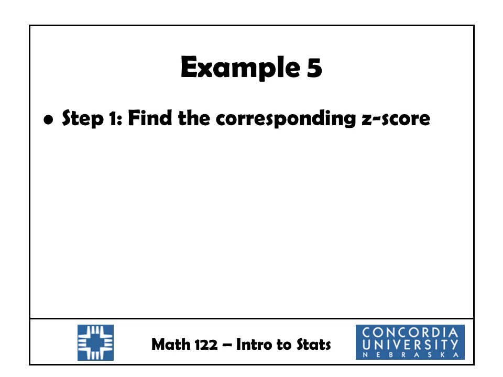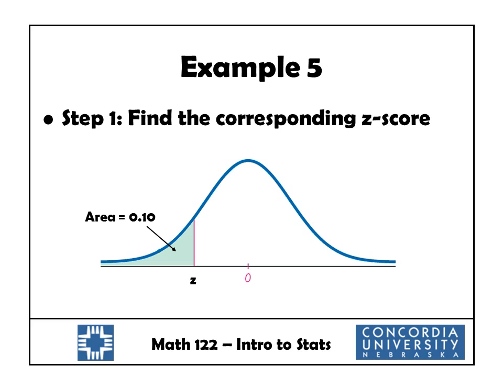We're going to do this in two steps, kind of like when we calculated probabilities. We have similar steps, except they're kind of backwards because we're doing the opposite of what we did in the last section. Step one is to find the corresponding z-score. We're dealing with the 10th percentile, so the z-score is going to have an area to the left of 0.10.